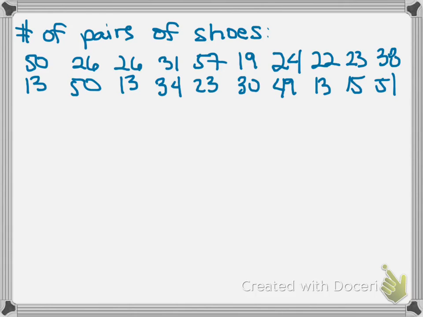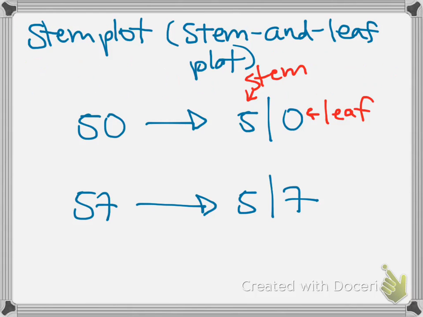So here's some data that we're going to be working with throughout this lesson. It's the number of pairs of shoes owned by a randomly selected group of 20 students. So you'll see this data pop up a few times as we go through this lesson. So first of all, let's talk about what a stem plot is. Sometimes they're also called stem and leaf plots.